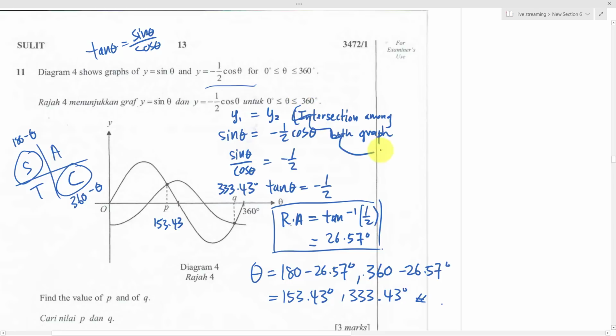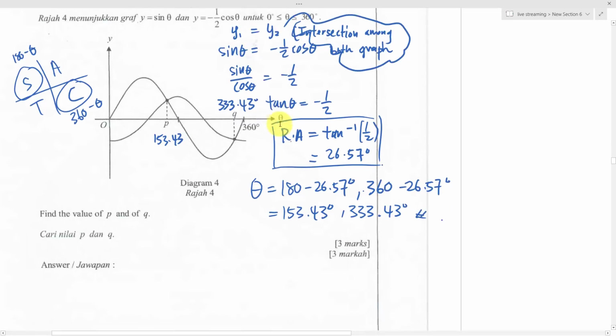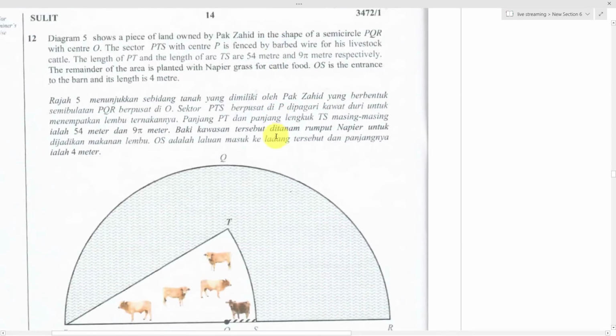Alright, so just in case you don't get it, this is how I would do it. Basically, I substitute into each other. The degrees he got are the values P and Q. Yes, the answers I got are the values P and Q. Alright, so should be okay. So I move on to the next one.